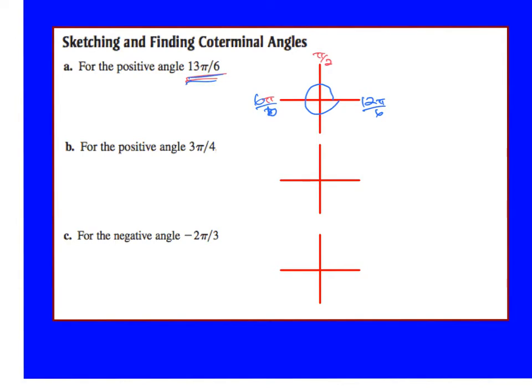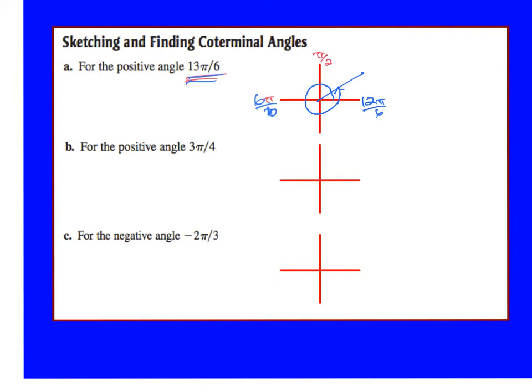13 pi over 6? Well, if I already went 12 pi over 6, how much pi over 6 do I have left? I got one of them. You follow me? So I just go a little bit more, and I'm right there. So that is actually where 13 pi over 6 is. So what quadrant would 13 pi over 6 be located in? Quadrant 1.